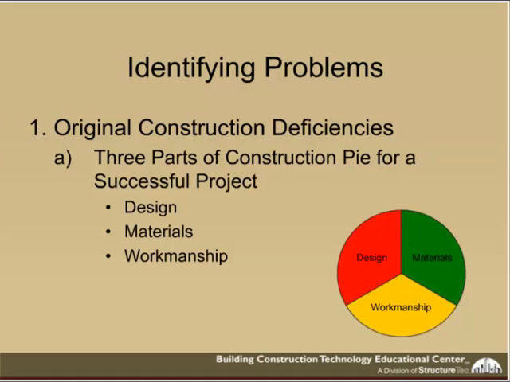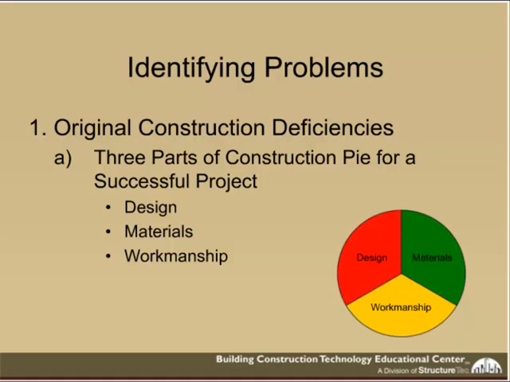We always need to start by introducing this construction pie. Really, 3 parts for a successful project are design, materials, workmanship. A way I always like to discuss this is like a 3-legged stool. If any one of these legs is missing, that stool is going to fall right over. You could have great design, fantastic, best in the industry materials, but if that workmanship is not what it should be, that's going to be a failed project. Same would go for great design, awesome workmanship, ineffective materials, it's going to be a failure.